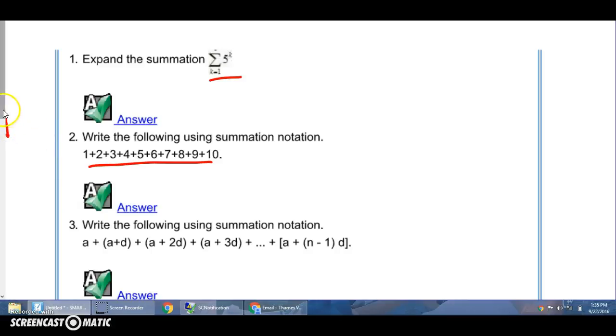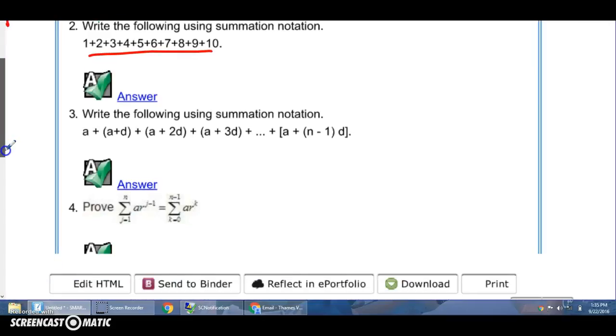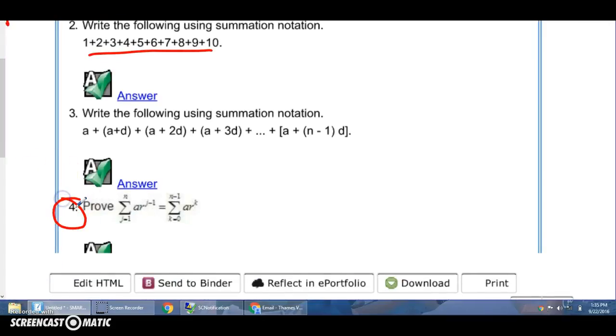But what you want to do is continue to go back and forth and see if you can make sense of that. This one's difficult, but go ahead and check that out too. The answers are provided here.